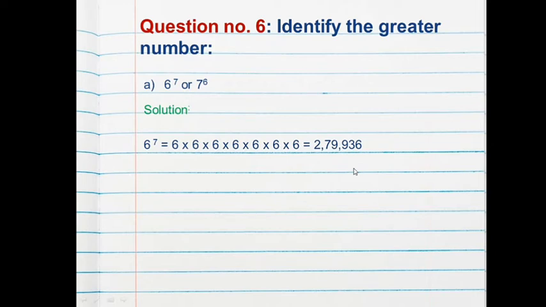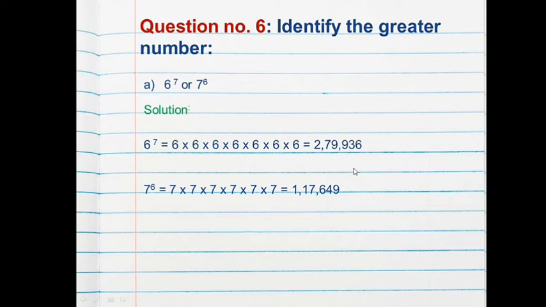2,79,936. Now we will find out the number for 7 raised to the power 6. That is 7 raised to the power 6 equals 7 into 7 into 7 into 7 into 7 into 7, which is equal to 1,17,649. So now we got the two numbers. So now which number is greater?